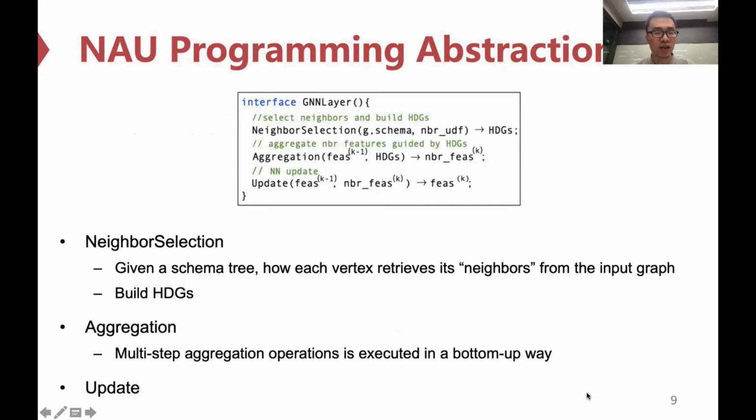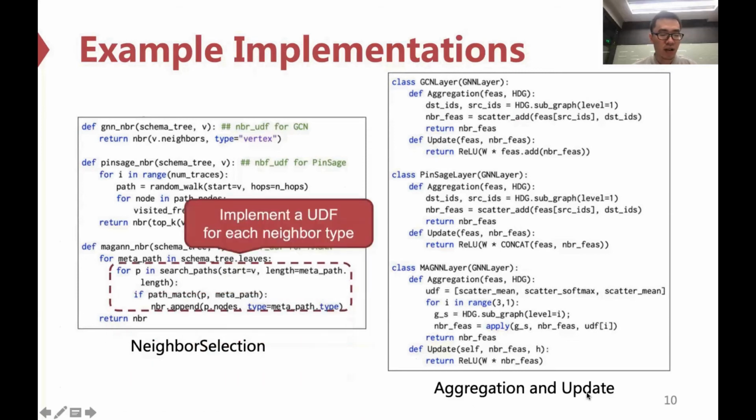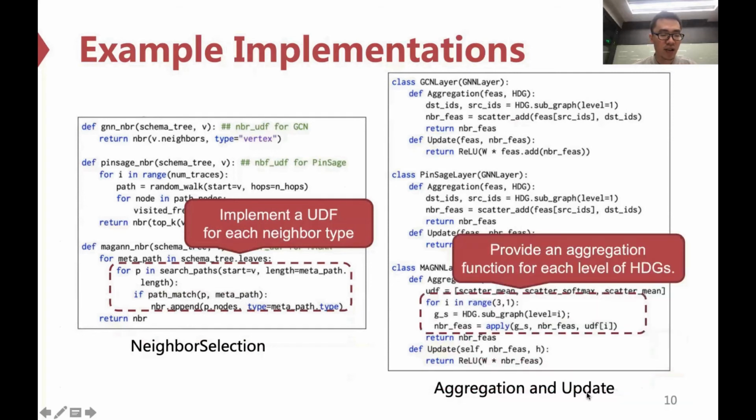for each level in the HDG. Then NAU automatically performs the hierarchical aggregation by applying this UDF in a bottom-up fashion. Finally, the update stage combines the old features and the neighborhood feature and outputs real features for the next layer. Next, we outline the sample implementations for GCN, PinSage, and MAGNN in the NAU model. In the label selection stage, users only need to implement a UDF for each label type. In the aggregation stage, users need to provide an aggregation function for each level of HDG.